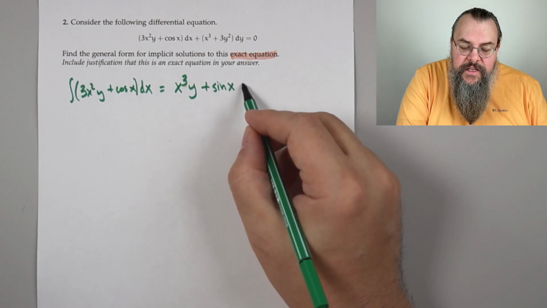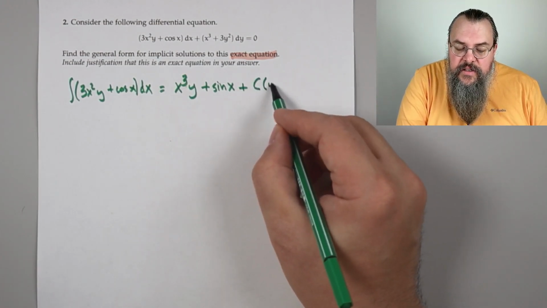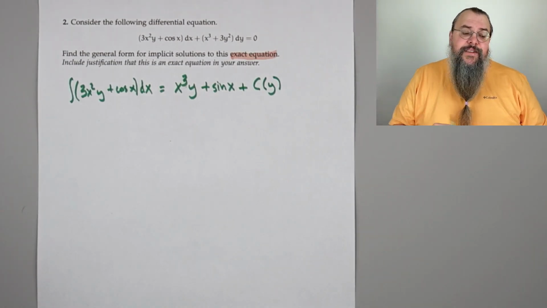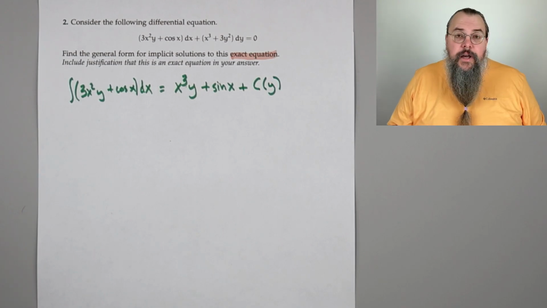We're patient. And then, of course, there's a constant. But now it's not a constant number, it's a constant function. Just anything which is constant with respect to x. Since y is constant with respect to x, it's really a function of y.